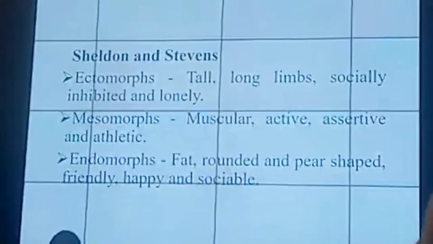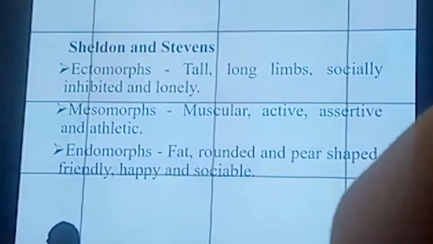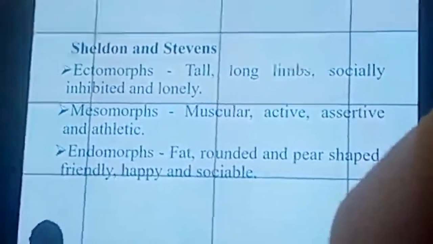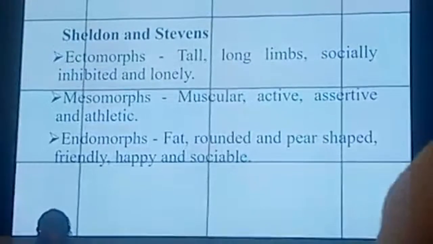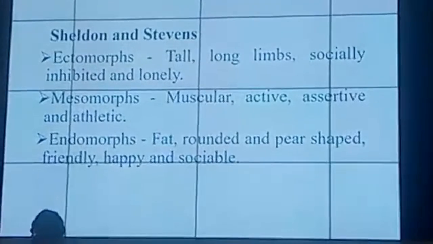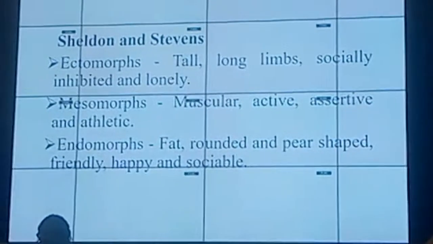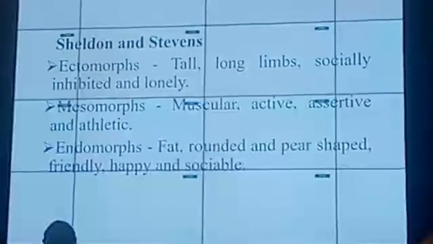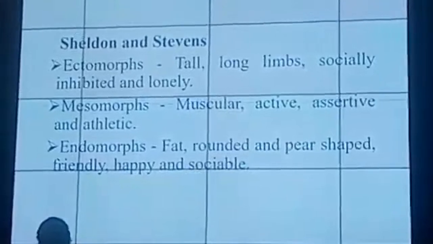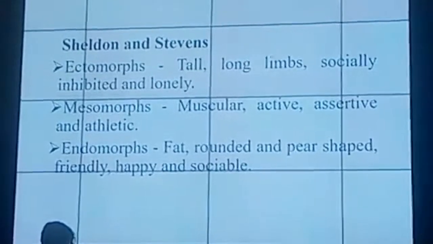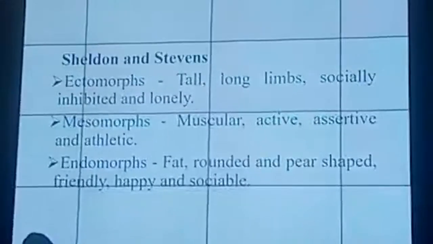And then Sheldon and Stevens also wrote according to the structure of the individual, your physique, the way other people are. They say the ectomorphs are tall, long, lean, socially uninhibited, and lonely. This is what Sheldon and Stevens said.